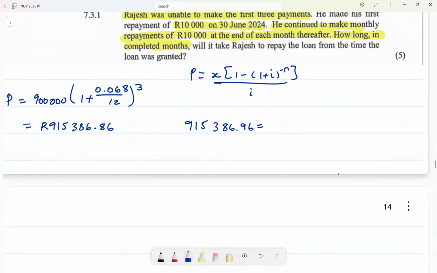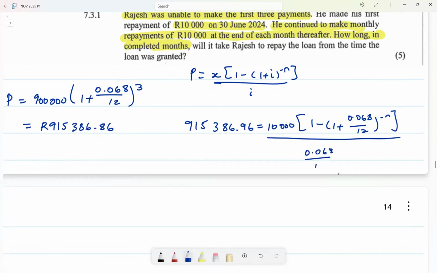And then my X value is the monthly installments, which is 10,000. And then I have 1 minus 1 plus my interest, which is 0.068 divided by 12, to the power of negative N. How long in completed months? They want it in months, so I'm going to say negative N. Okay, let me put it as N, and then divided by the interest, 0.068 divided by 12.